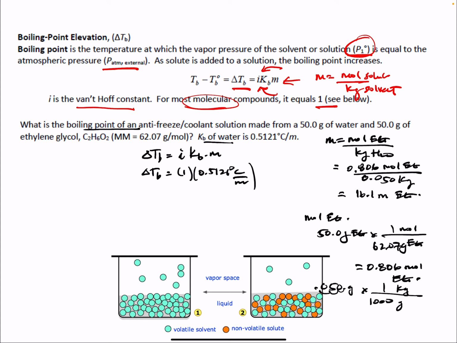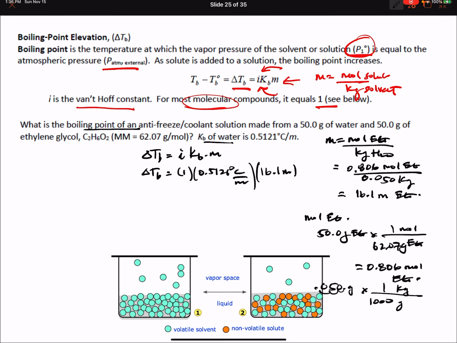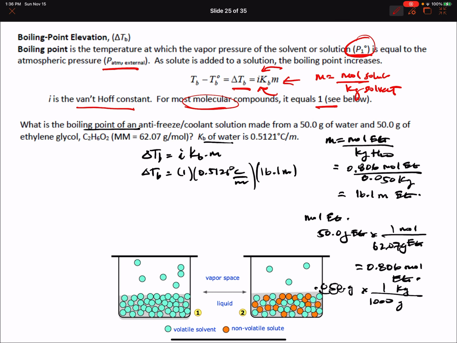Whew. All right, so now we can plug that in here for the molality. All right? And so, as we know, in our equation, we have to make sure our units are right, and they are. So molal will cancel molal, little m's. We'll be left in degrees Celsius. So the delta, the change in the boiling point will be 8.24 degrees Celsius.